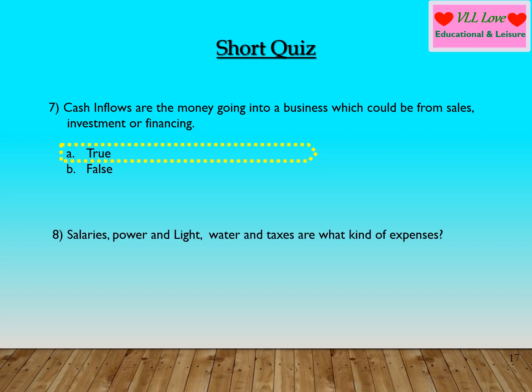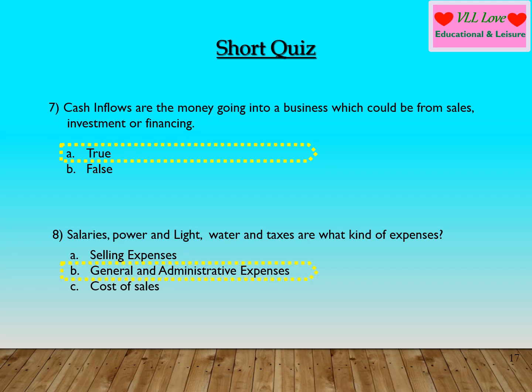Last question. Salaries, power and light, water and taxes are what kind of expenses? We have letter A, selling expenses, letter B, general and administrative expenses, or letter C, cost of sales. The answer is letter B, general and administrative expenses.